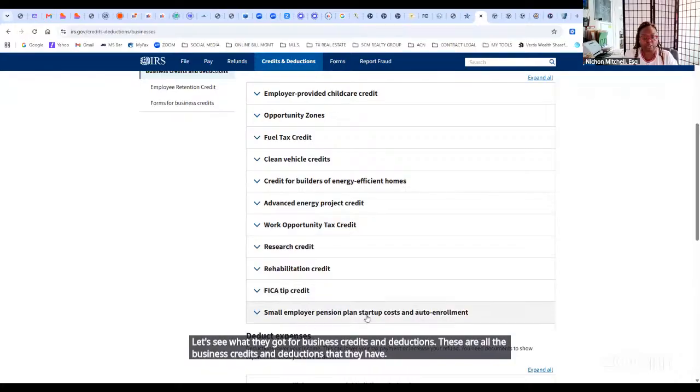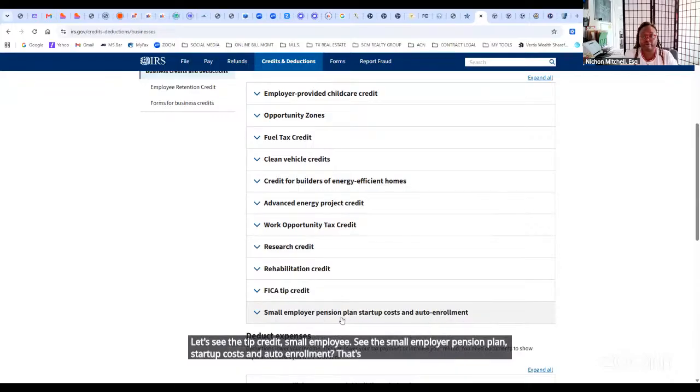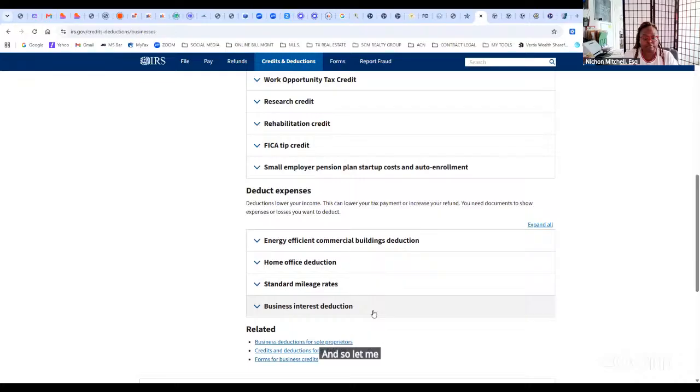Let's see the tip credit, small employer. See the small employer pension plan, startup costs, and auto enrollment. That's when I said if you work for yourself, you can actually have your own retirement program like the big companies have. Look, and then they give you a deduction to do it. They give you a credit to do it. Business interest deduction. Look at this home office deduction.